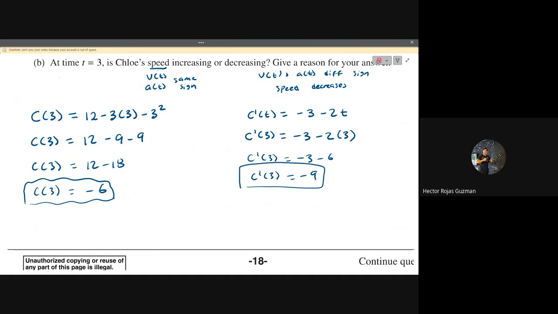So there it is. At 3 hours, the velocity for Chloe is negative and her acceleration is negative. So, you know what, I'll keep my notation the same. Since the velocity is positive and the acceleration is positive at t is equal to 3, Chloe's speed is increasing. Okay.